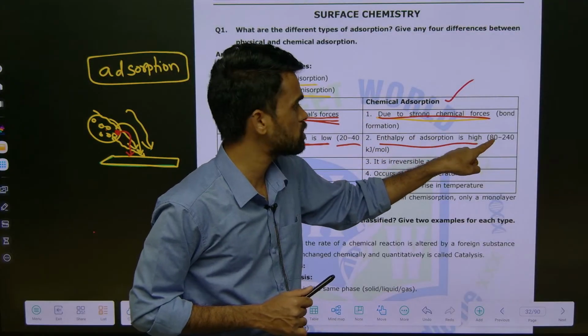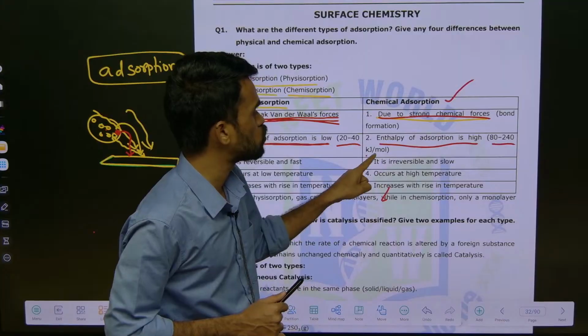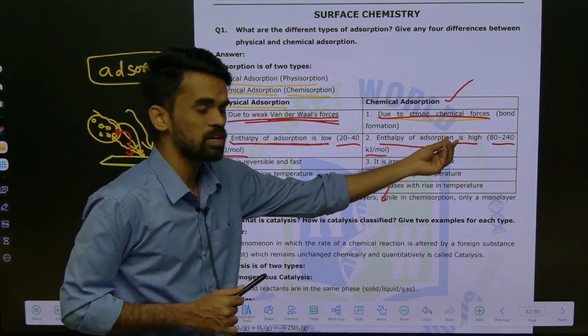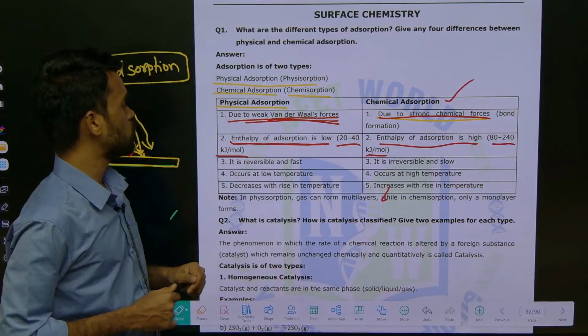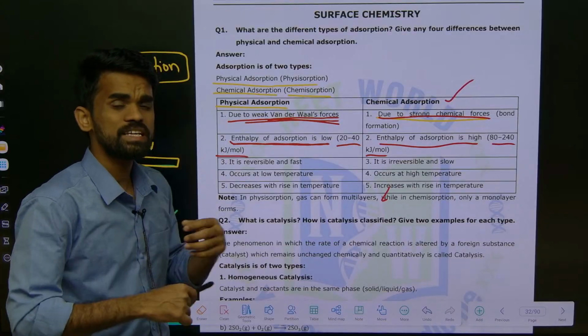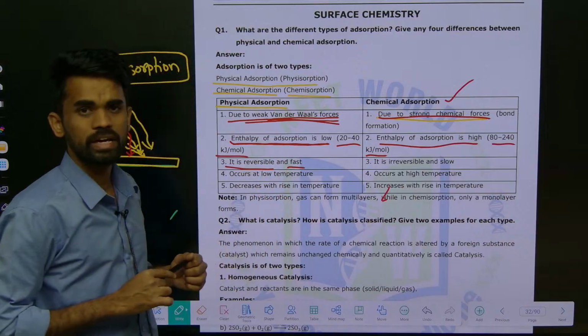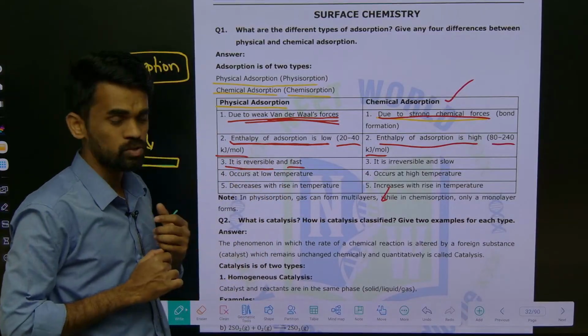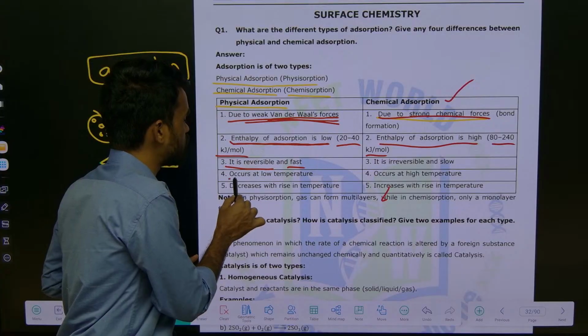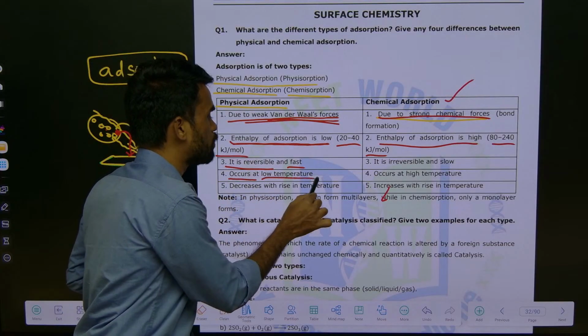It is almost something like 80 to 240 kilojoule per mole. It's a high value enthalpy. Here it's low. Here physical adsorption is there, so it can be reversible and it can be fast, and this physisorption can occur at a low temperature.